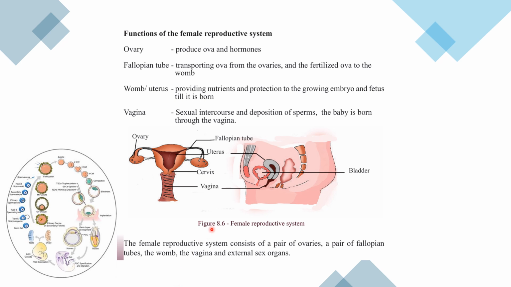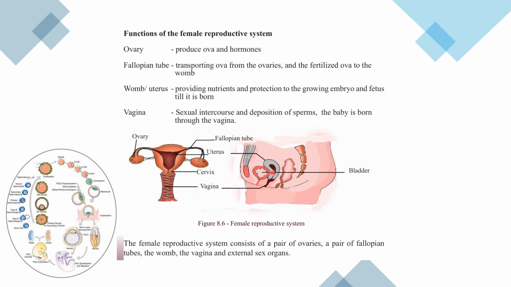Alright, so first let's look at the parts of the female reproductive system. As you can see, the female reproductive system consists of a pair of ovaries. There are 2 ovaries, and then a pair of fallopian tubes, and then there's the uterus, or else known as the womb, and then there's the vagina. Here you have the cervix. Then it comes to the vagina, and then there's the external sex organ. So here you can see where the uterus is located. It's right behind the bladder.